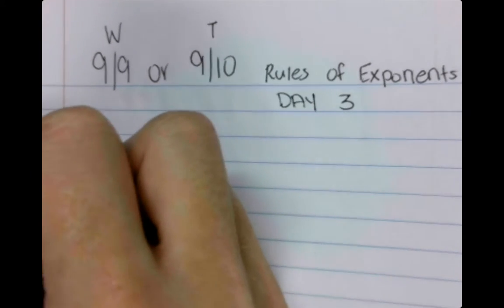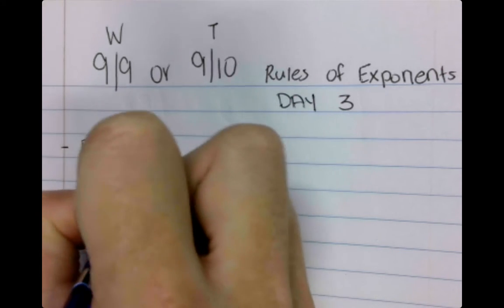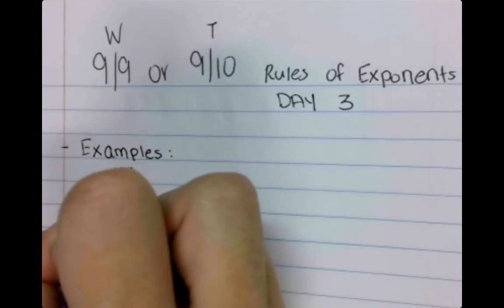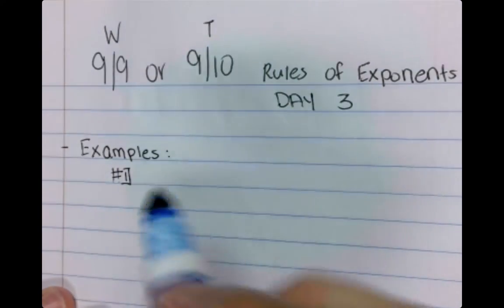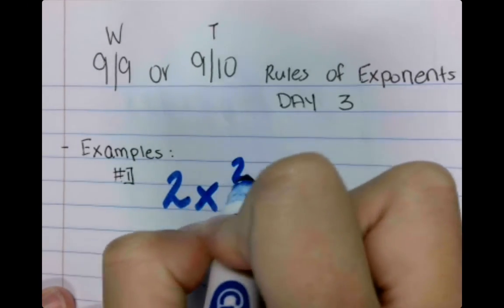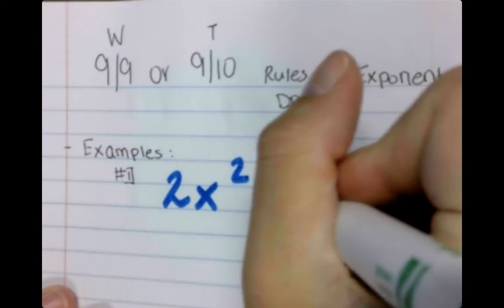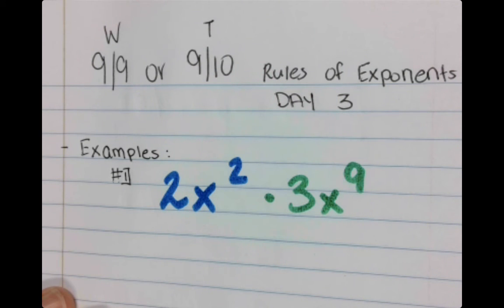Today is all going to be about examples and putting everything that we've learned together before you work on your IXLs. So number one is 2x squared times 3x to the 9th. 2x squared times 3x to the 9th.